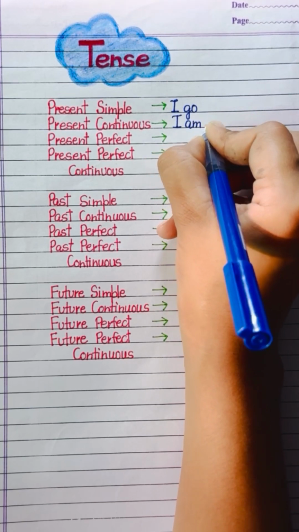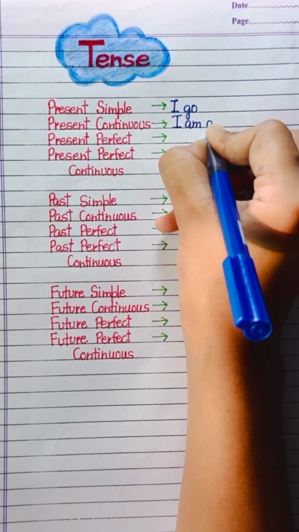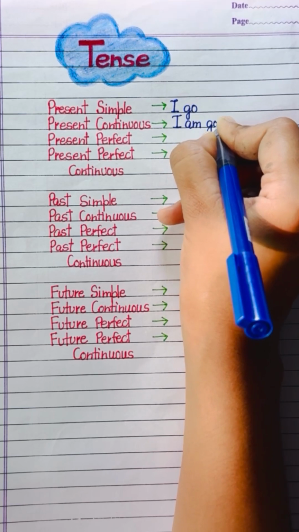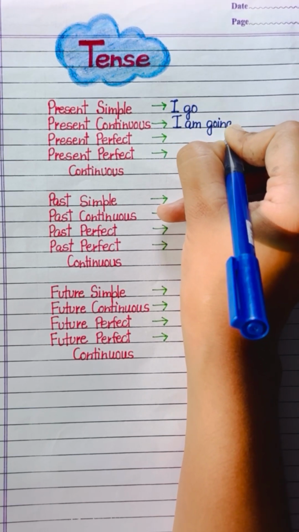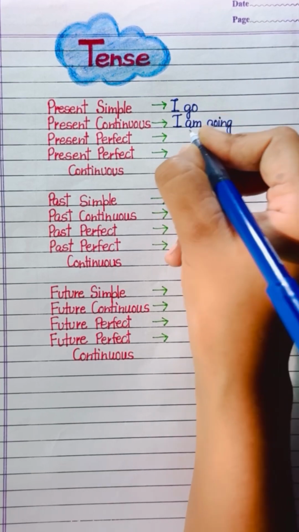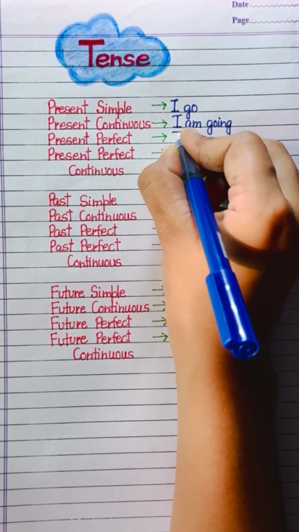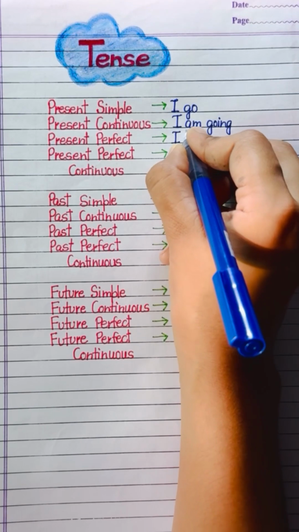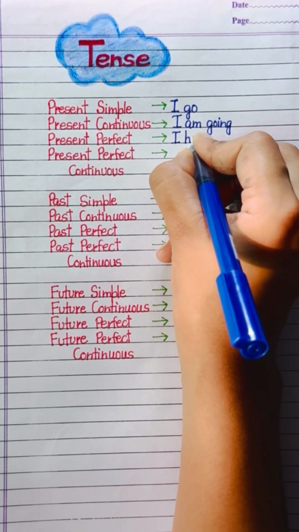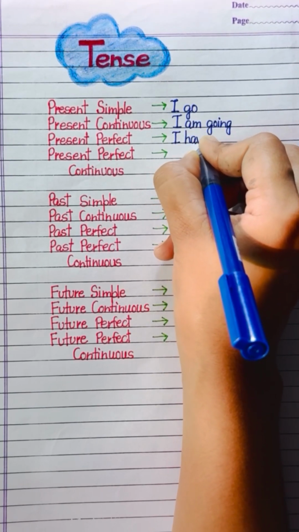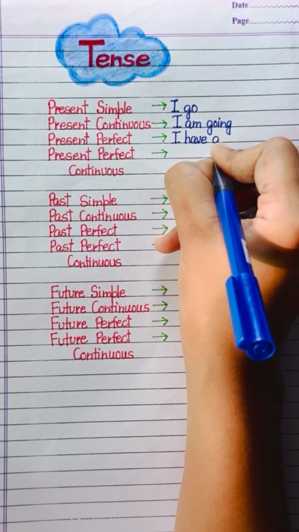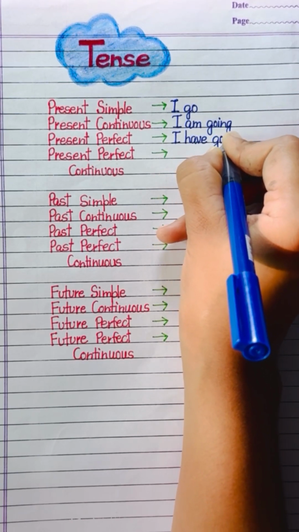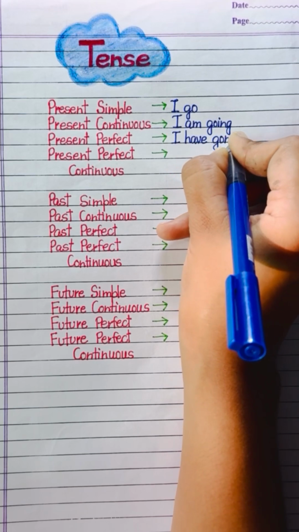Present continuous. In this tense, we use is, am, are plus first form of verb with ing. So here comes "I". So we use am with I, and going in ing form. Present perfect. In this tense, we use has, have and third form of verb. Here we have "I". So we use have with I. So, I have gone.